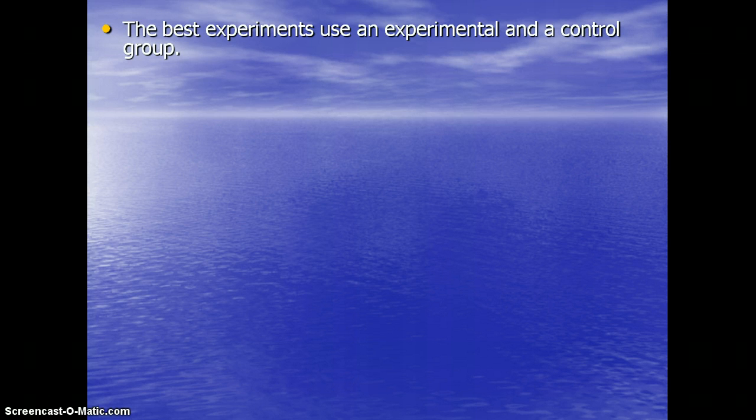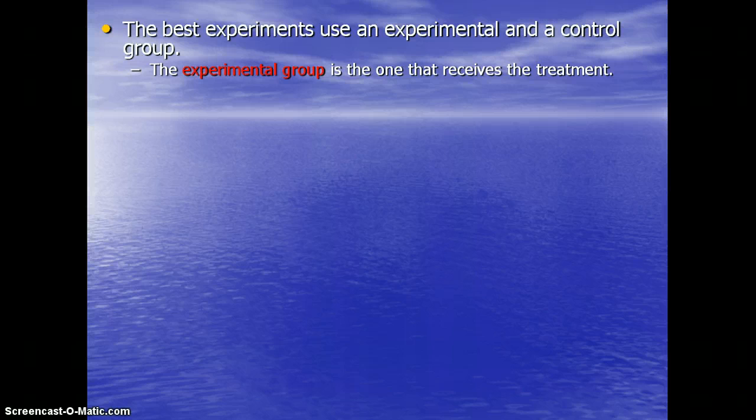Alright, now the best one uses a control group. You have to have a control group. In other words, something that nothing gets messed with. The experimental group receives the treatment. So if I have 4 plants, 2 of them get fertilizer. The 2 that get the fertilizer are the experimental group. The control group doesn't receive anything. Otherwise, if you don't have a control group, you can't tell what actually happened. And we'll continue this in a few moments on the next one.